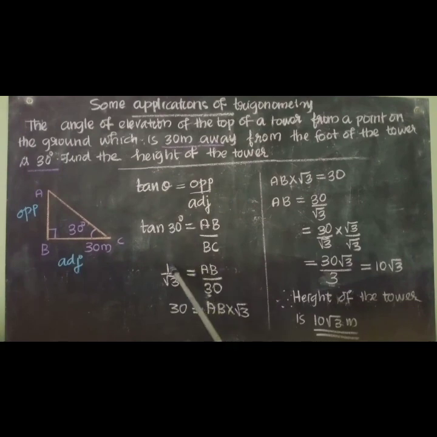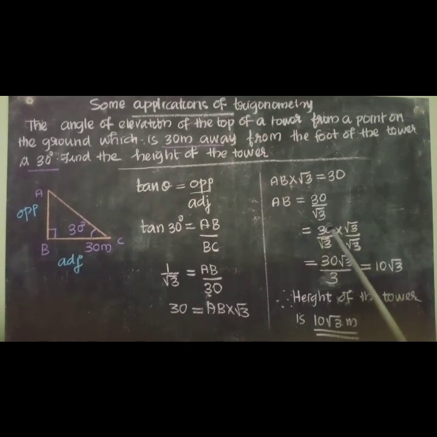Tan 30 degree is 1 by root 3. 1 by root 3 equal to AB by 30. The measurement of BC is given in the question. It is 30. So, let us cross multiply. We get 30 equal to AB into root 3. Let us change the sides. We get AB into root 3 equal to 30. AB equal to 30 divided by root 3.